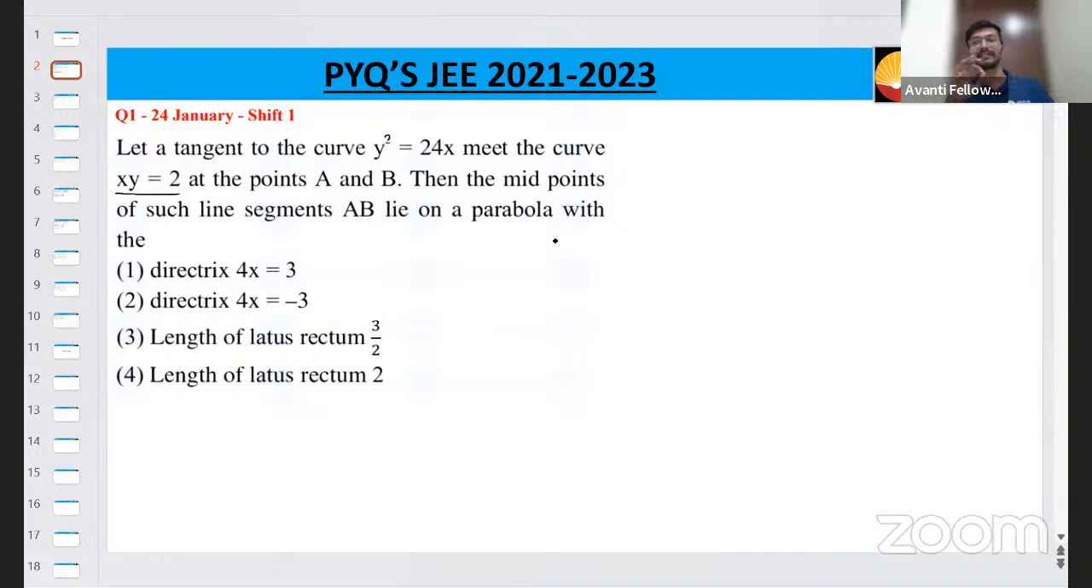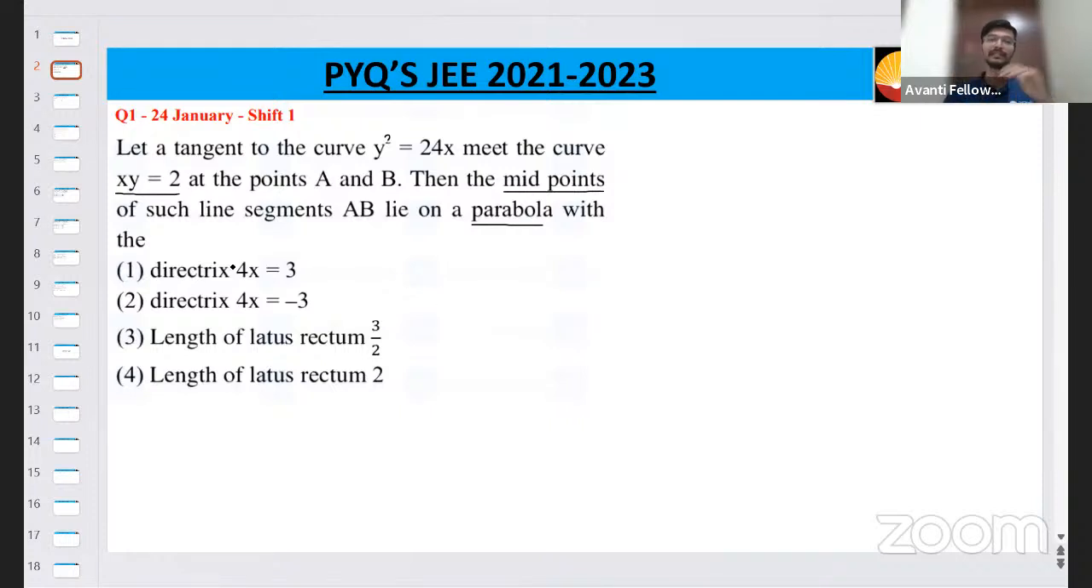Now such types of questions are very common to ask, but basically what they are meaning to say is, we have to find the locus of these midpoints, right? If we find the locus of these midpoints, we will get a parabola. And that parabola, we will find whether it is having directrix as this or it is having length of latus rectum as this. So they are indirectly saying to find the locus. They will not directly mention in the question that they are asking to find the locus.